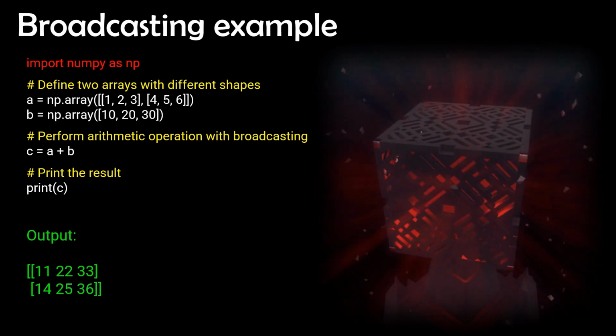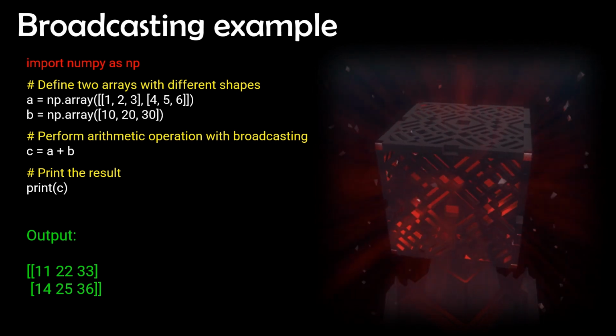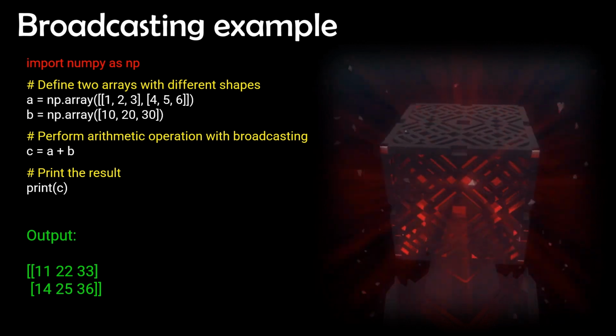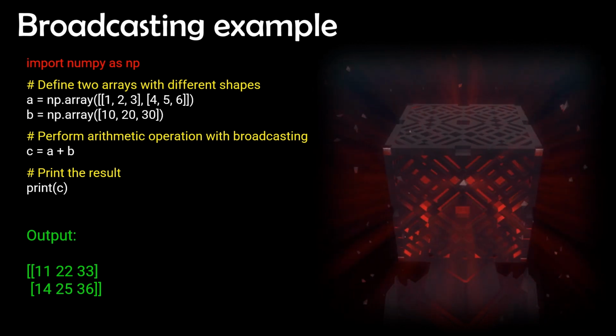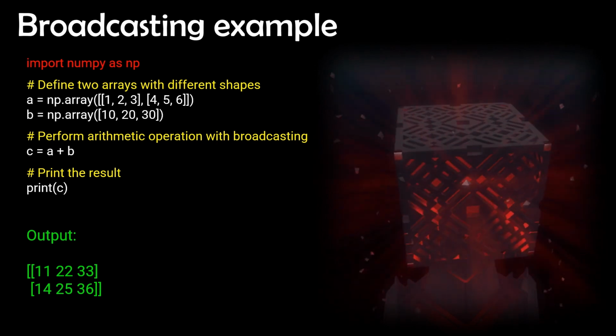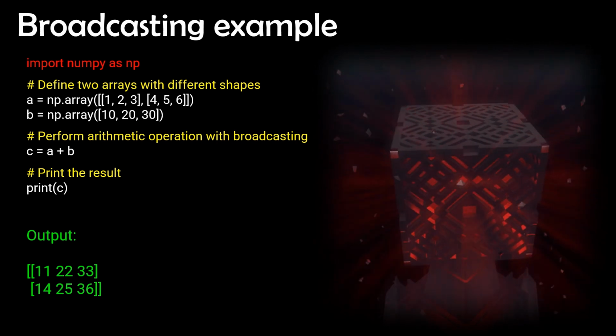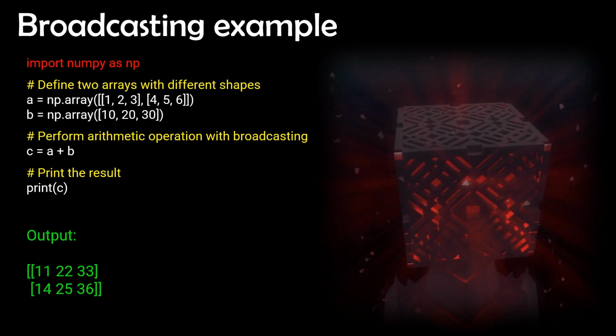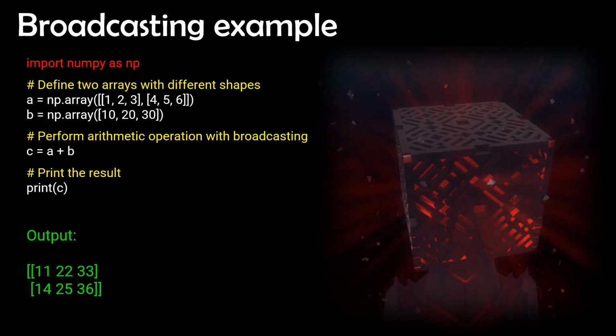However, broadcasting allows NumPy to stretch the smaller array B so that it has the same shape as A. In this case, B is broadcast across the rows of A, and the addition operation is performed element-wise. The resulting array C will have the same shape as A, which is (2, 3). As you can see, the elements of B were added to each row of A element-wise, resulting in the element-wise sum C.